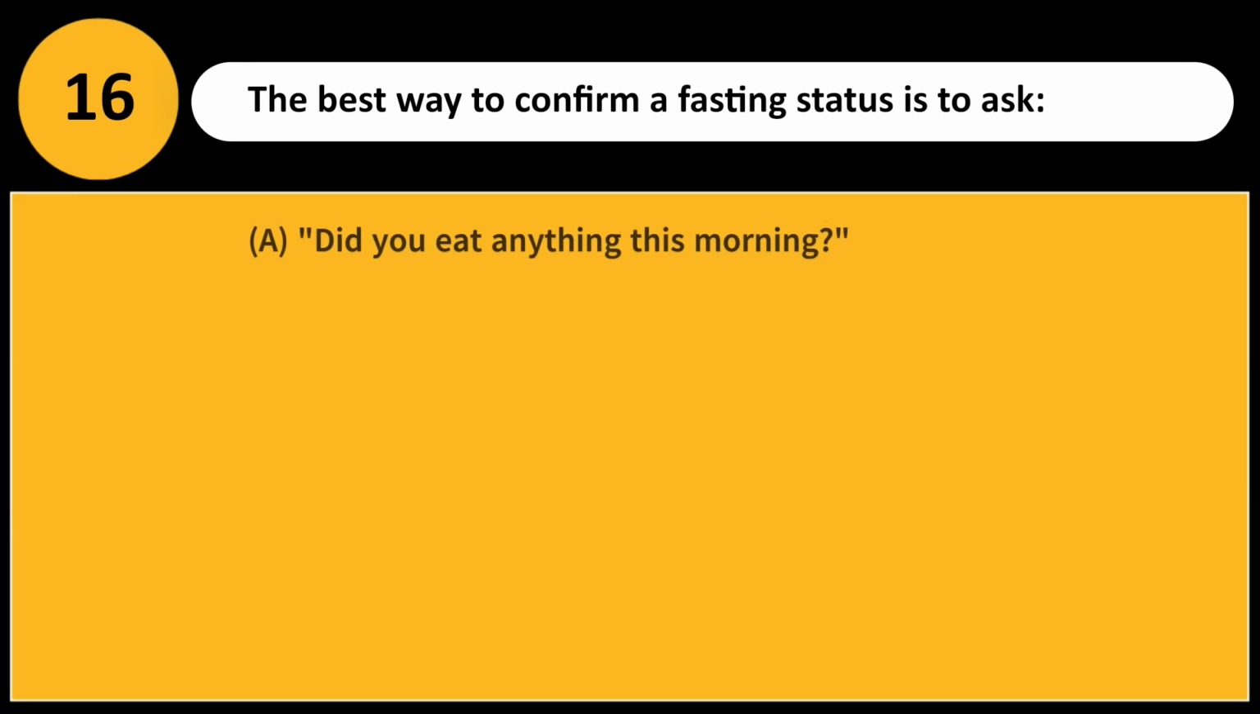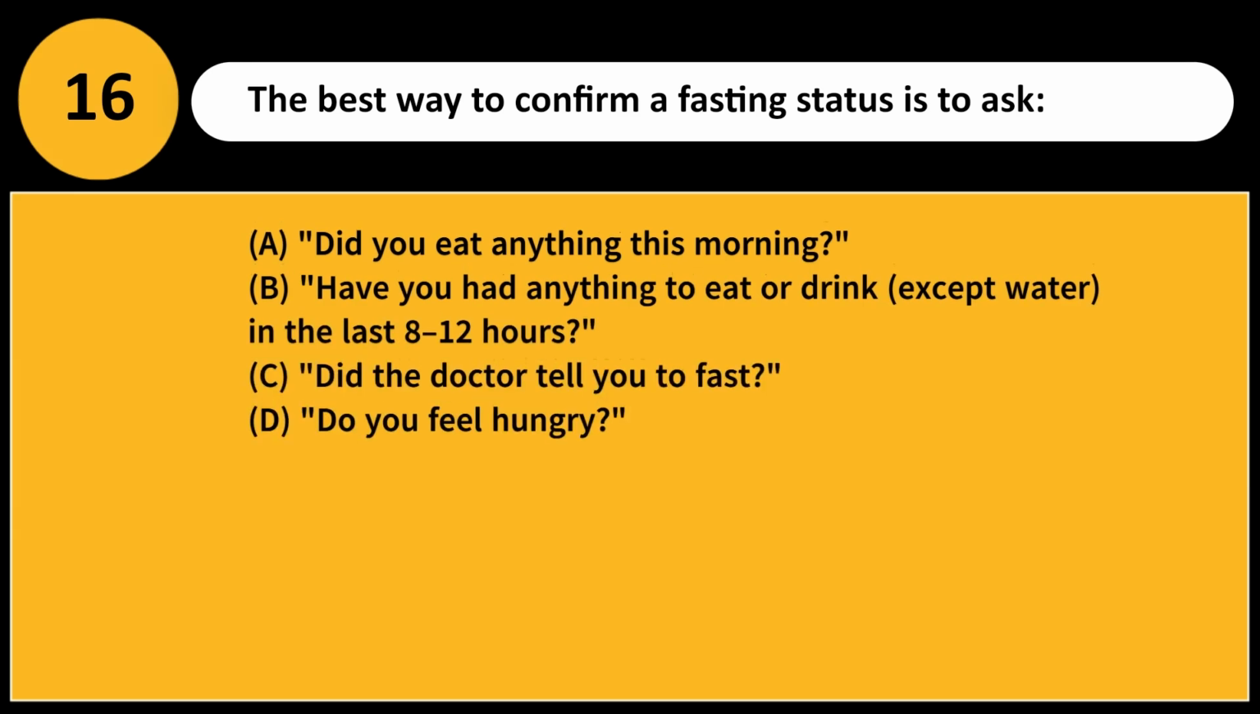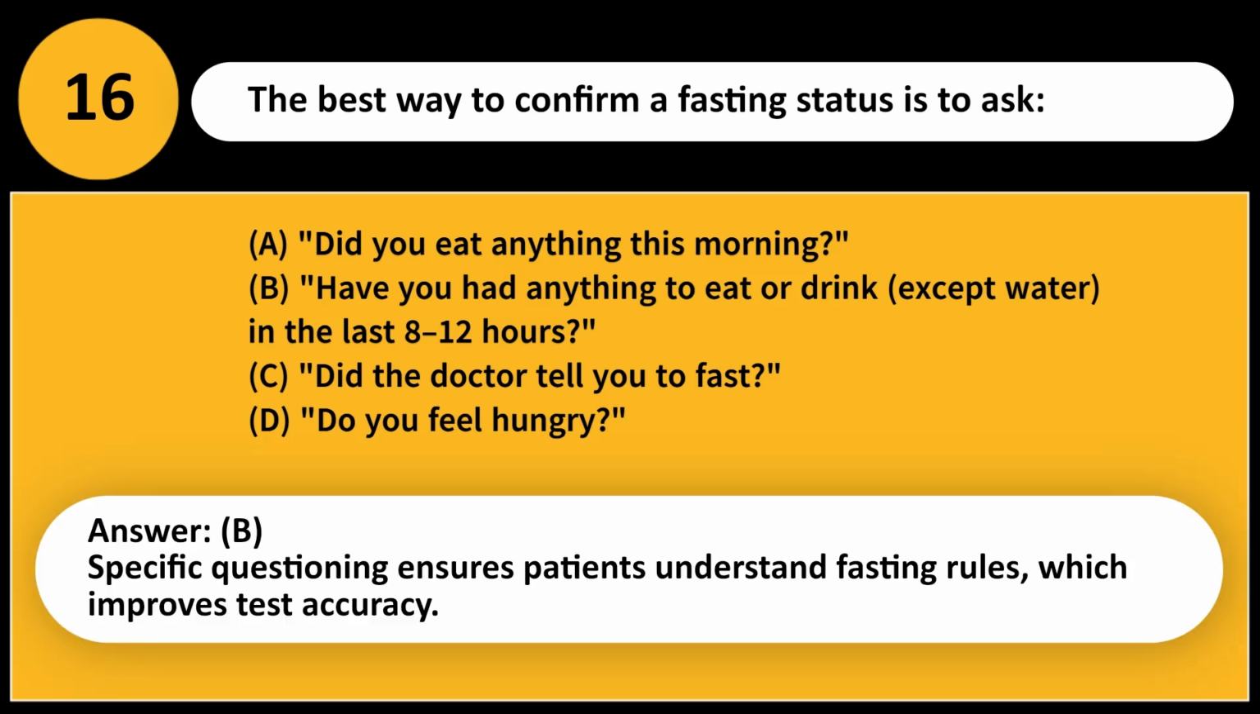The best way to confirm a fasting status is to ask: A. Did you eat anything this morning? B. Have you had anything to eat or drink, except water, in the last 8 to 12 hours? C. Did the doctor tell you to fast? D. Do you feel hungry? Answer: B. Specific questioning ensures patients understand fasting rules, which improves test accuracy.